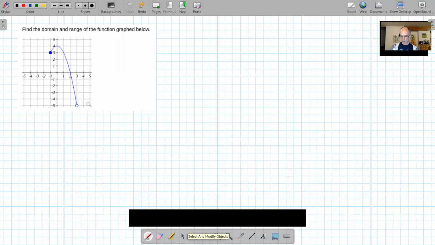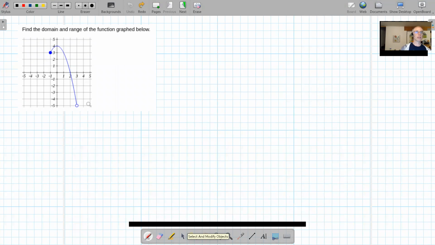All right, let's play around with functions for a moment. Domain and range of a function. So this looks like a chunk of a parabola cut off on one side and the other. Solid point indicates we get that point. The open point right here indicates we don't get that point right there. We just get up to the edge of it.